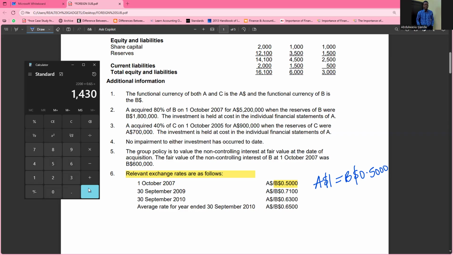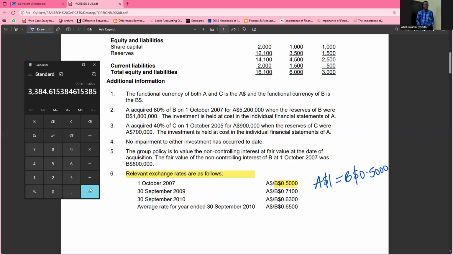In that situation, I need to do what now? I need to divide. So meaning it will now be 2,200 divided by 0.65. So you can see that I'm having 3,384. That is the logic.